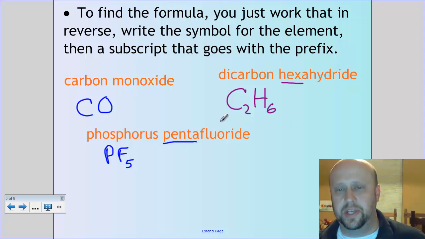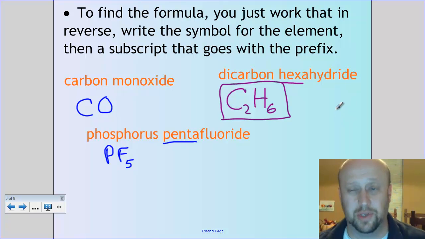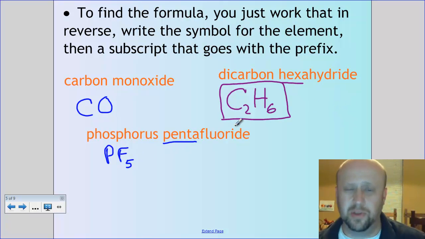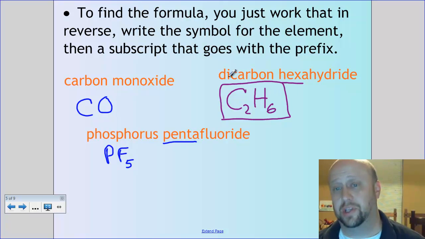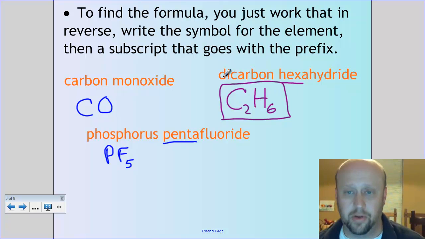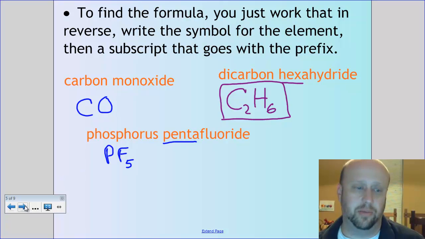Now, this compound, and indeed some of the others, has another name. This is an organic compound. If we were going to name this according to organic rules, it would be ethane. But those rules are actually way more complicated than this. This is really simple. The prefix tells you what the number is, and you just write the symbol. So real simple, guys.